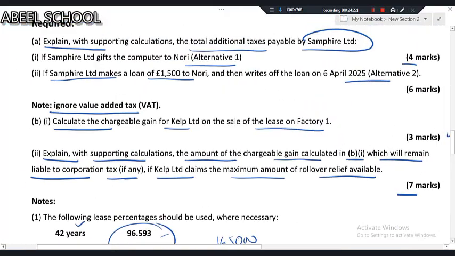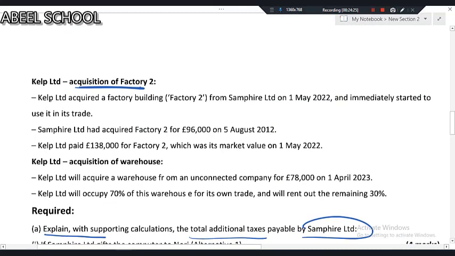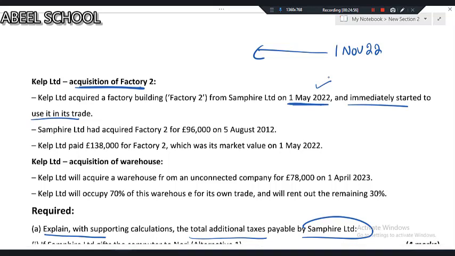Now let us see relevant qualifying purchases within the qualifying period. Kelp Limited acquired a factory building, Factory 2, from Samphire Limited on 1st May 2022. Immediately started to use in the trade. Very important point. Disposal took place on 1st November 22. So this acquisition is within 12 months prior to disposal. So definitely Factory 2 purchase is the relevant purchase for rollover relief because it falls within the qualifying period, and the qualifying period is 1 year before the disposal and 3 years after the disposal.